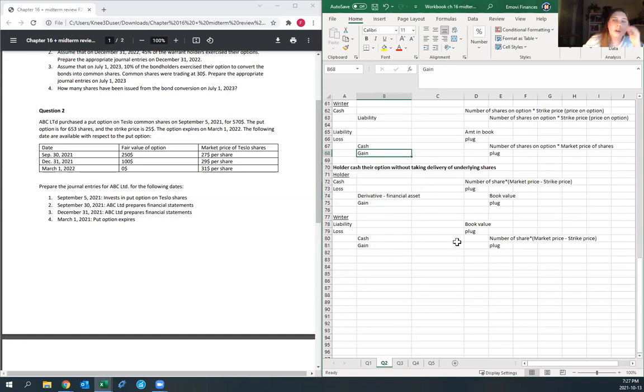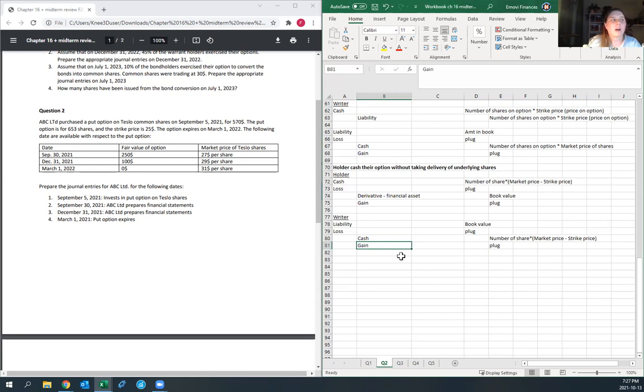If the holder cashes in their options without taking delivery of the underlying financial instrument, in this case shares, then the holder is going to get cash from the difference of the market price minus the strike price times the number of shares that they agreed upon, and they're going to credit their financial asset for its book value, then plug it as a loss or gain. Then for the writer, the liability is the book amount, cash is the same amount of cash that you calculated for the holder, and then it's a loss or a gain for them.